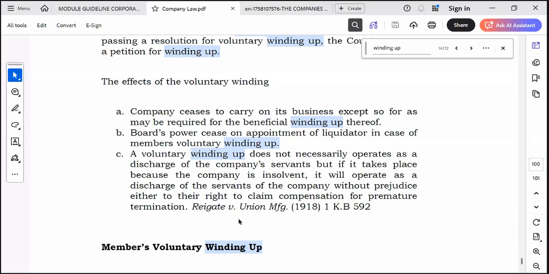A voluntary winding up does not necessarily operate as a discharge of company servants. So the company will have to make sure they do not assume that because we voluntarily wound up, and the company is insolvent, we cannot simply pay you, we are discharging you. Voluntary winding up does not operate as a discharge of company servants, except when it takes place because the company is insolvent, meaning it has been declared that it has nothing, and that means there will have to be now a process to prove that the company is insolvent.